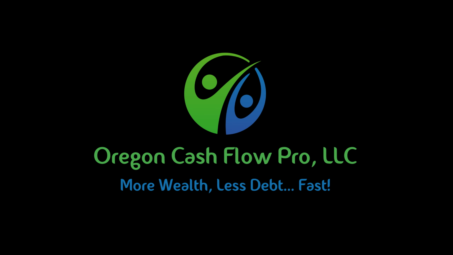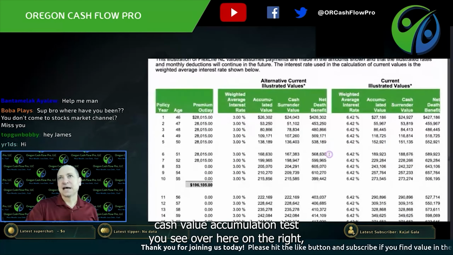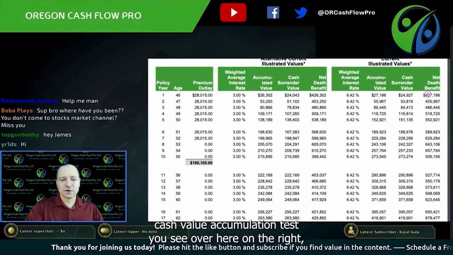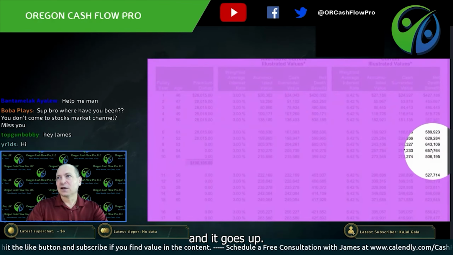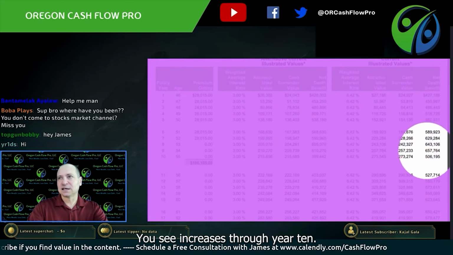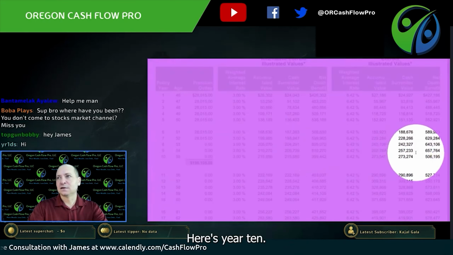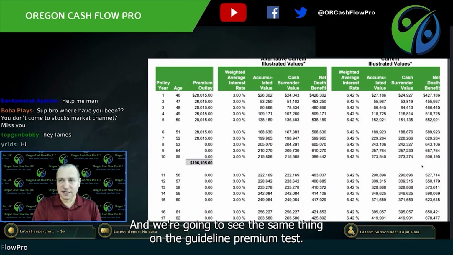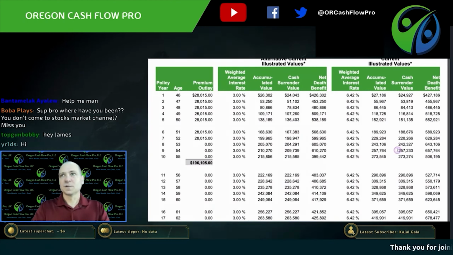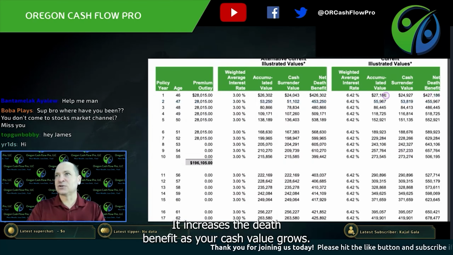Let's take a look at the impact of this. Let's go cash value first. We're going to look at a couple of years of the cash value. So the increasing death benefit, cash value accumulation test, you see over here on the right, the death benefit started out at 400,000 and it goes up. That's the increasing death benefit. You can see it increases through year 10. Here's year 10. And then the death benefit reduces because that was the design that we did. And we're going to see the same thing on the guideline premium test. But that's what an increasing death benefit does. It increases the death benefit as your cash value grows.